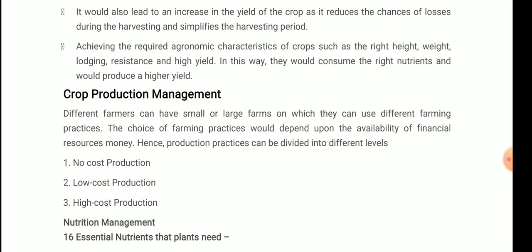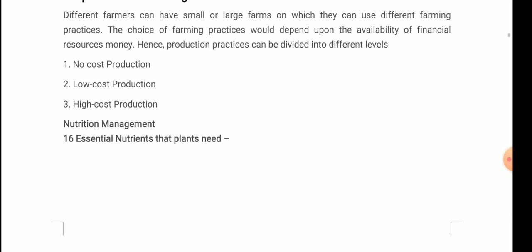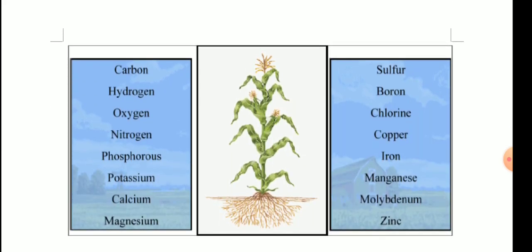So the topic that we are going to start today is nutrient management. 16 essential nutrients that plants need. Some important nutrients that are required by the plants are carbon, hydrogen, oxygen, nitrogen, phosphorus, potassium, calcium, magnesium, sulfur, boron, chlorine, copper, iron, manganese, molybdenum, zinc. So these are the important nutrients that are required by the plant.